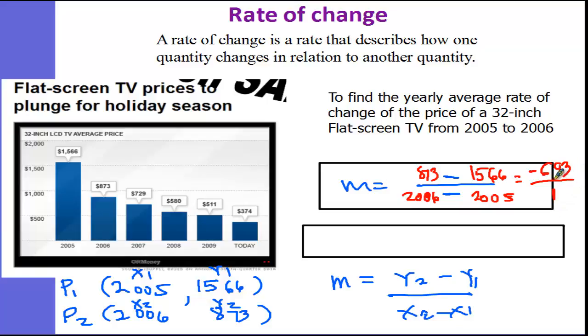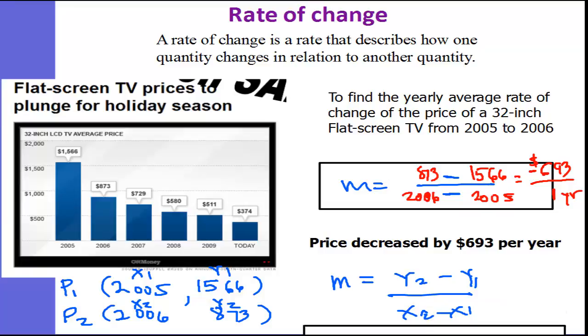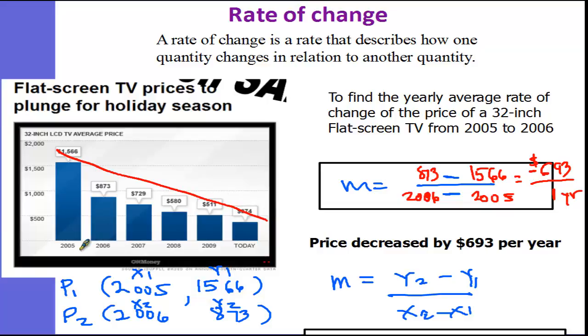So what's the meaning of negative $693 per year? It means that the price of the television decreased by $693 per year. And as you can tell from the trend of this data, the price is decreasing over a given period of time. So what's the average rate of change? It is negative $693 per year. And the meaning of this is that the price decreased by $693 per year.